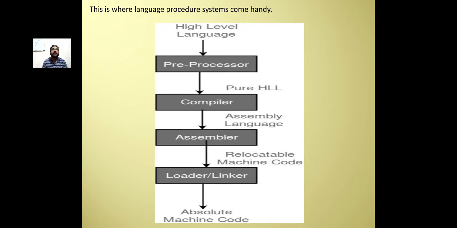The diagram goes from high level language to assembly and machine code, with the preprocessor, compiler, assembler, and loader and linker in between. Between the preprocessor and compiler is the pure high level language, between the compiler and assembler is the assembly language, and between the assembler and loader is the relocatable machine code.